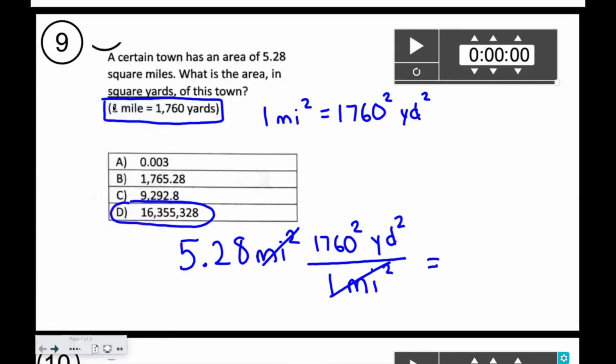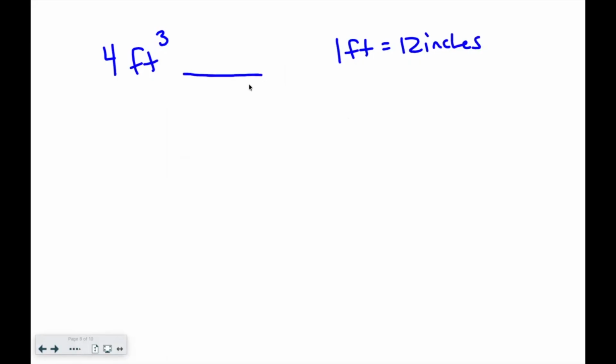Let's say they gave you that the volume of something was 4, we'll say cubic feet, right? And we know that 1 foot is equal to 12 inches. So if we want to turn this into cubic inches, we need to figure out what 1 cubic foot is so that they cancel. So what we would do is we would cube this. So then we get 1 cubed is 1. We get cubic feet.